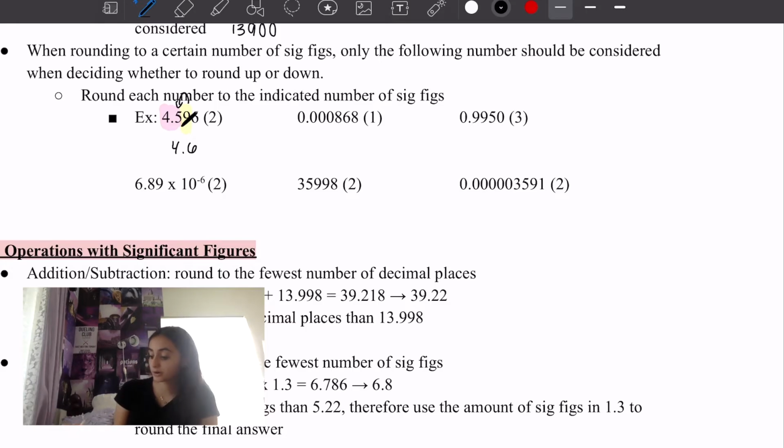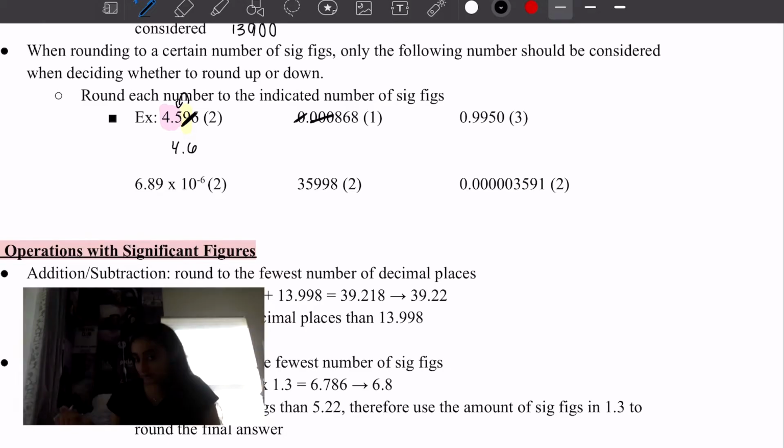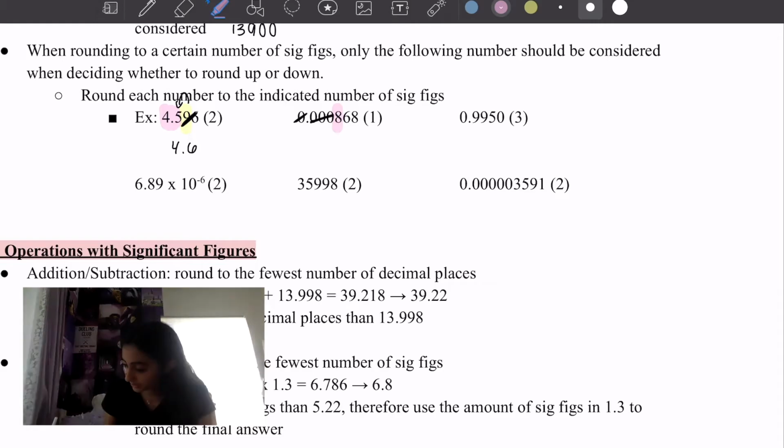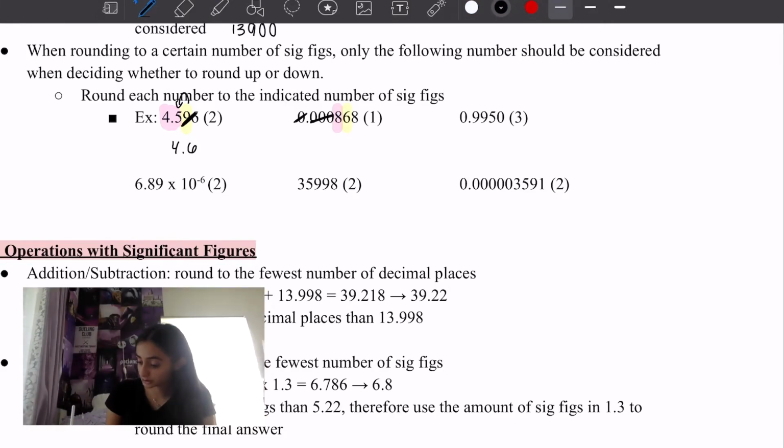Next, we have 0.000868. Keep in mind that these 3 zeros are insignificant because they are leading zeros. Also, this 0 is insignificant for the same reason. So in order to round to the nearest 1, this is how many sig figs we want to round to. This is what we would consider. So this 6 would push the 8 up, and we would get 0.0009, and that is 1 sig fig.